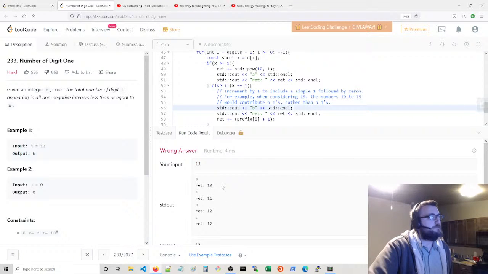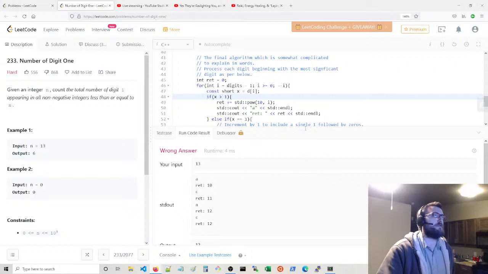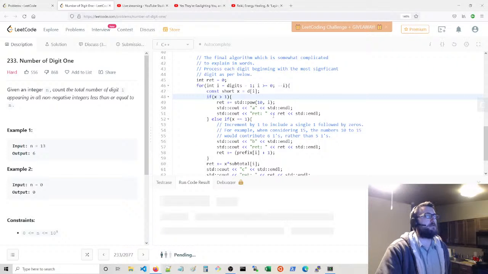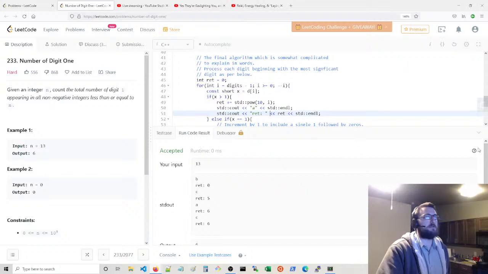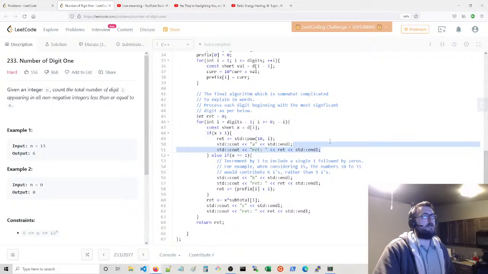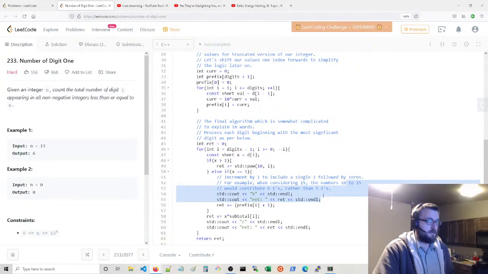Let's see. So A, 10, because we're looking at a 1, greater than or equal to 1. Oh, I'm sorry, it's greater than 1, not greater than or equal to. It should be greater than, only if it's greater. There we go. Okay, that's what we expect. All right. That was a misstep on my part.